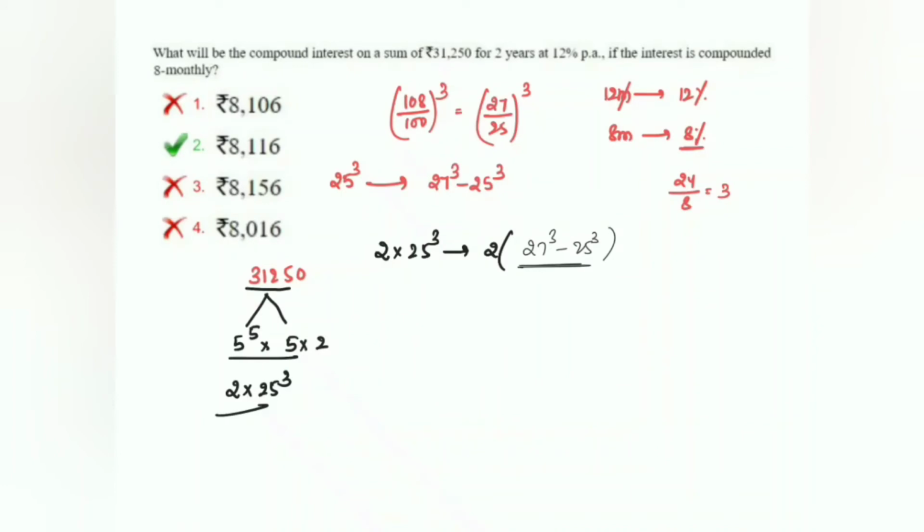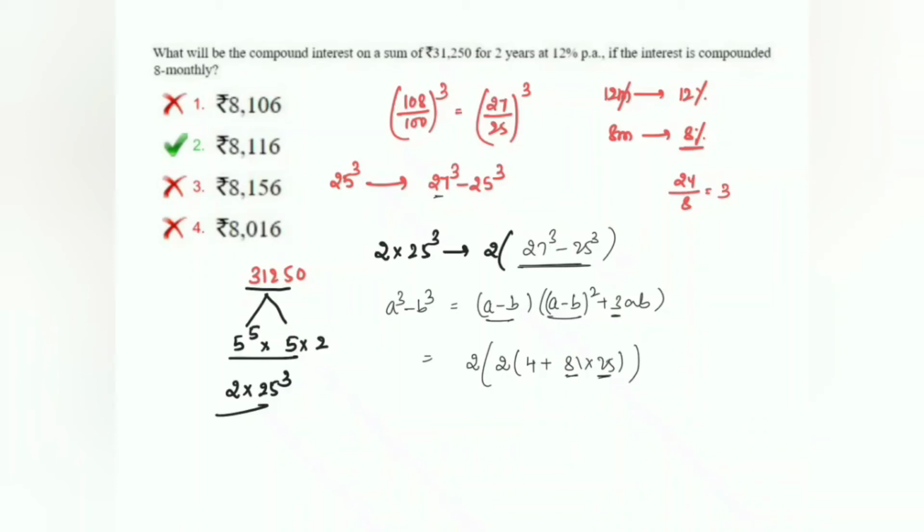A cube minus B cube. I can use this simplified version: A minus B into A minus B whole square plus 3AB. It will be easy. So 2 into A minus B is 2. 2 square is 4 plus 3 into 27 into 25. 3 into 27 is 81 into 25.